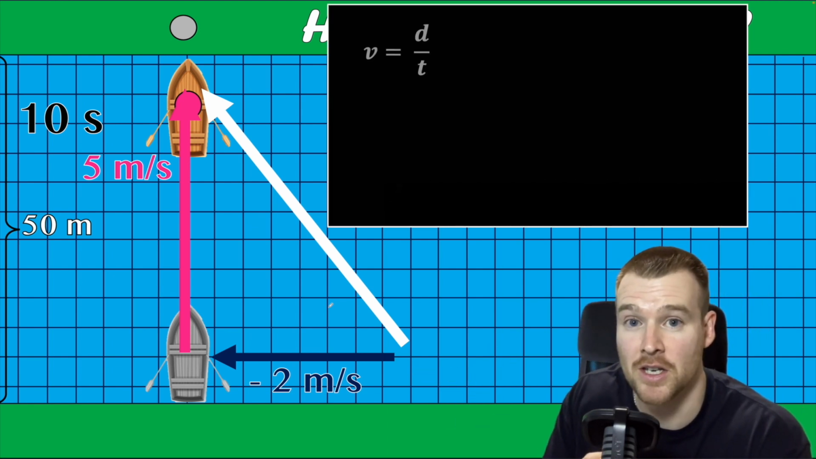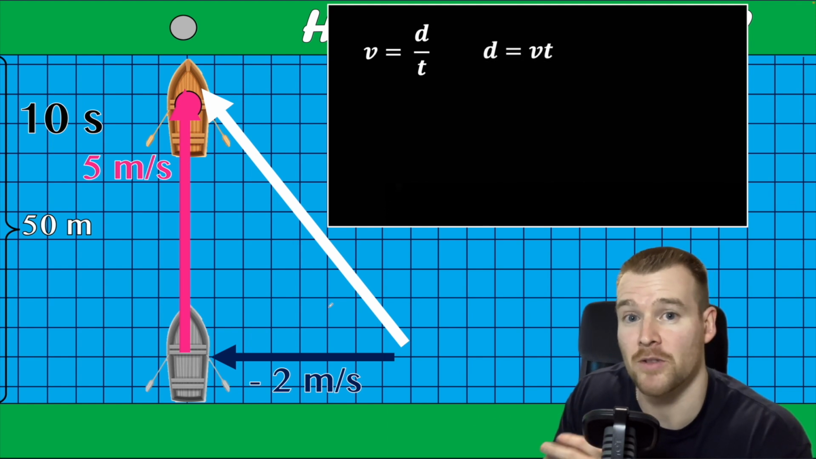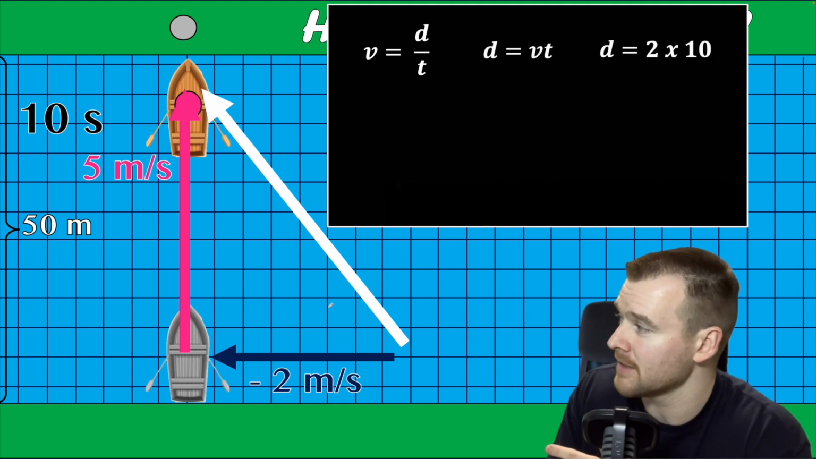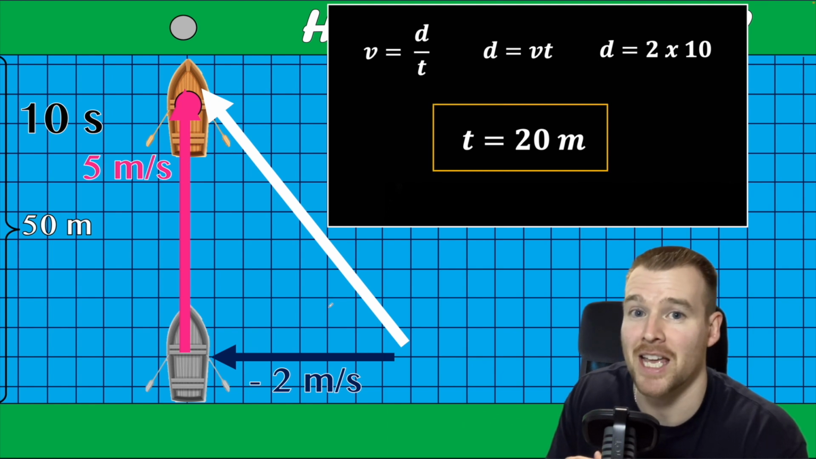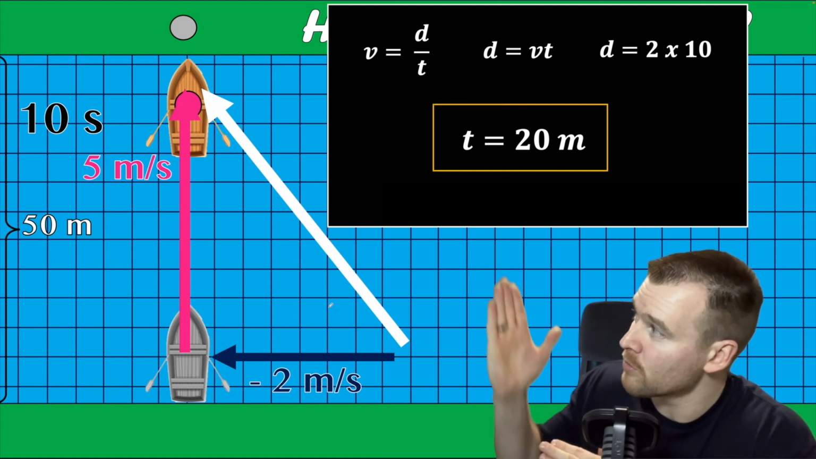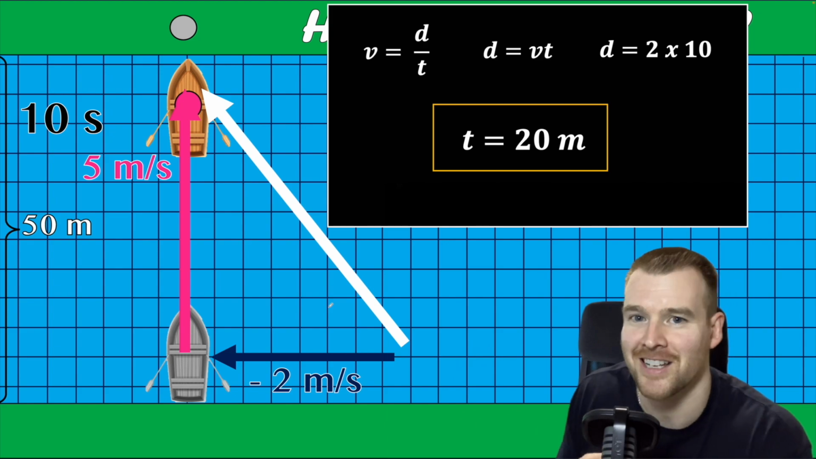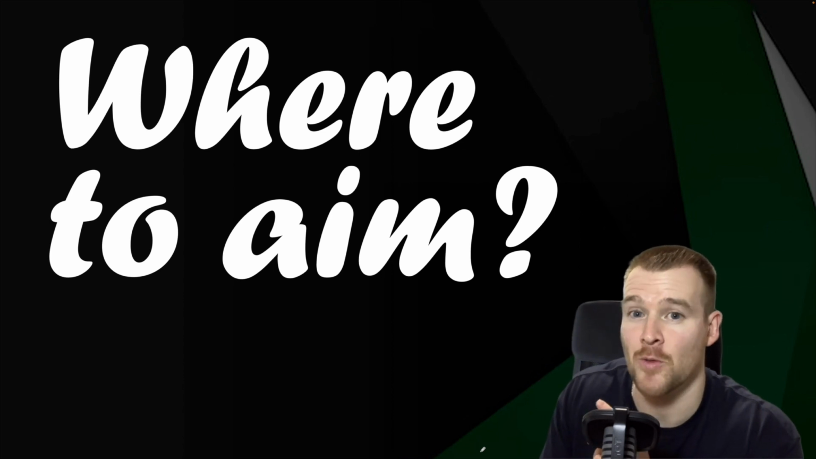So use v is equal to d over t once again. But now, we're going to use the 2 meters per second times 10 seconds, and we get 20 meters. By the time we reach the shore, we're going to be 20 meters downstream. So I hope those "where do you end up" questions are making sense. And now we're going to attempt the "where do you aim" questions.